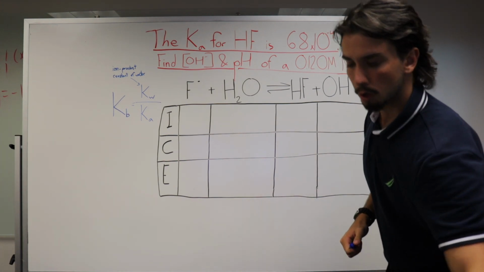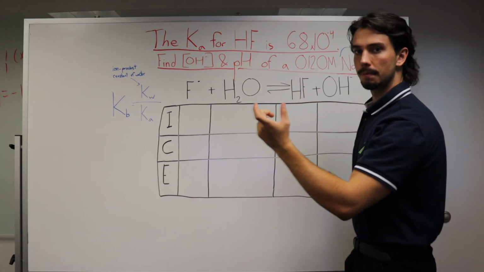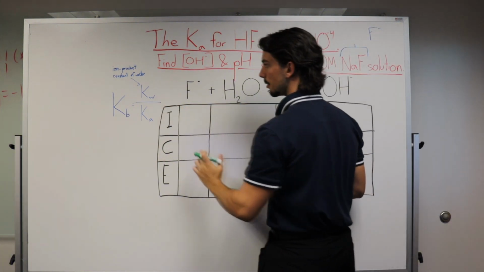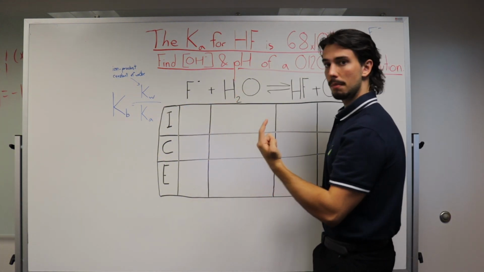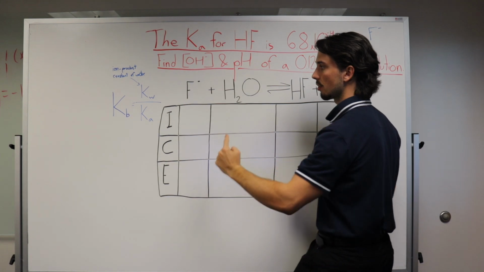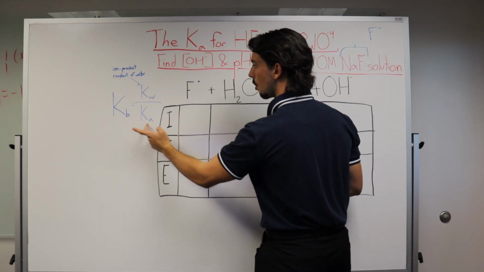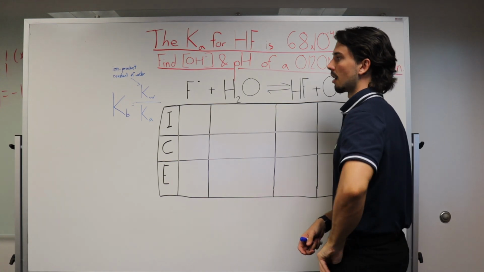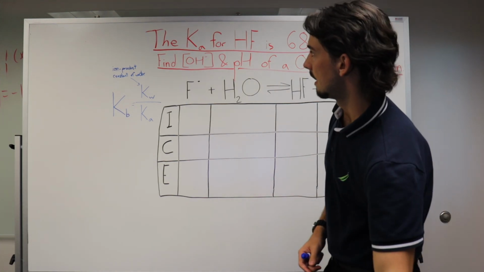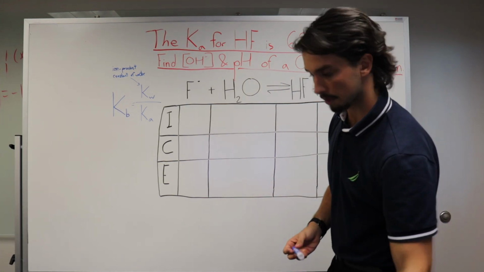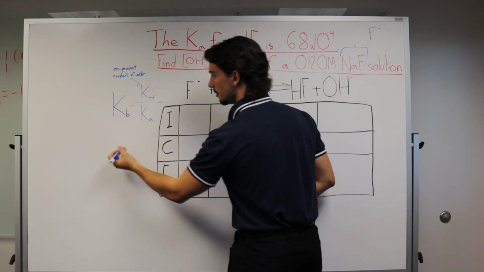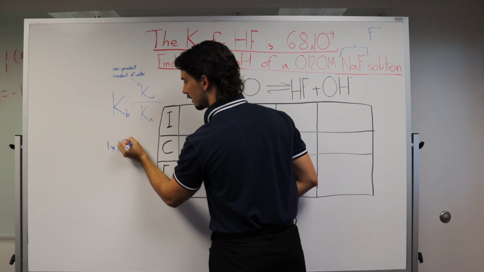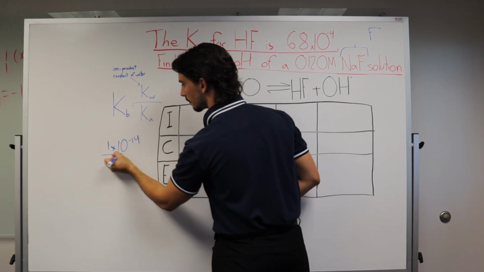So we know that the relationship between Kb and Ka is that when you multiply them, that will give you Kw. So if we want to get Kb by itself, we just switch it around and put Kw over Ka. Now what is Kw? Kw is a constant that's going to be given to us, the ion product constant of water. And Kw is always going to be 1 times 10 to the negative 14.